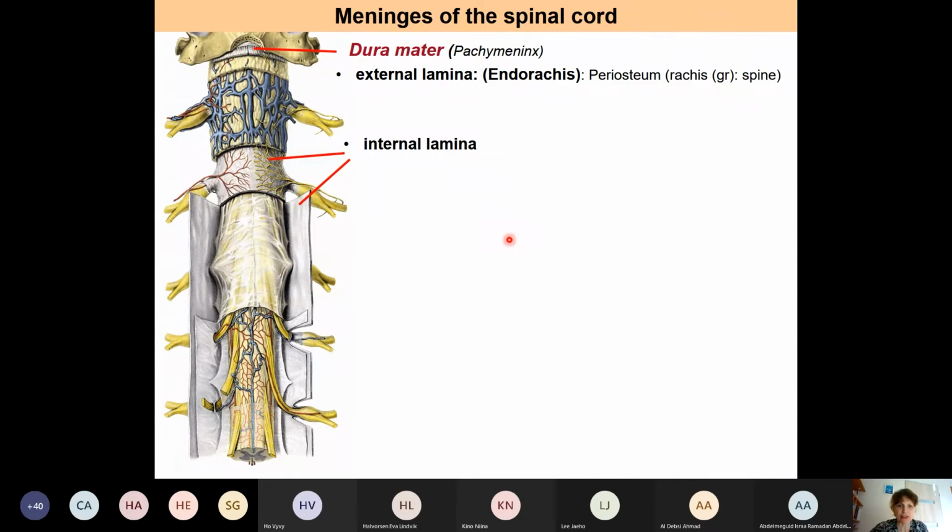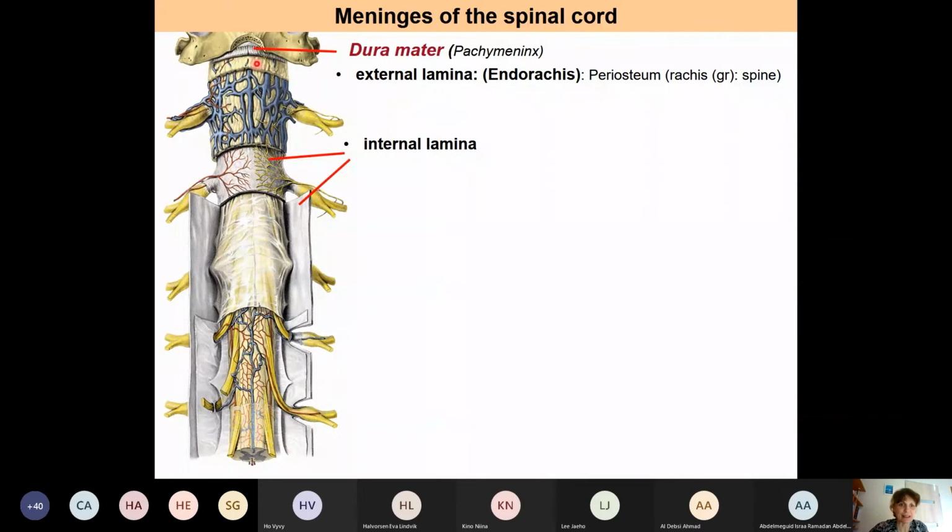So what are these meninges which surround the spinal cord? The function of these meninges is to protect the spinal cord, and we can distinguish between hard and smooth layers. The dura mater is actually the so-called pachymeninx in Greek. This is the hard layer, but here around the spinal cord it can be divided into laminae.